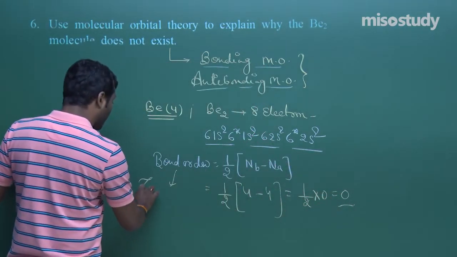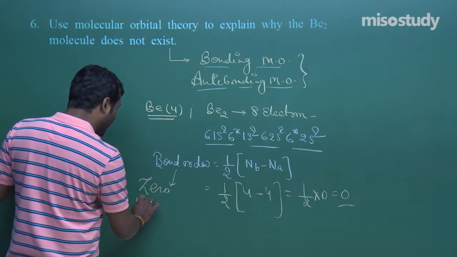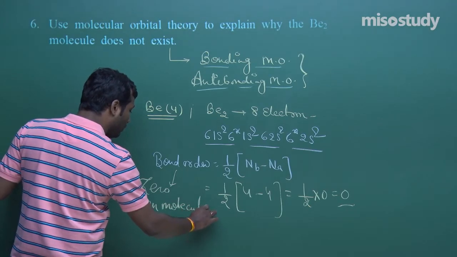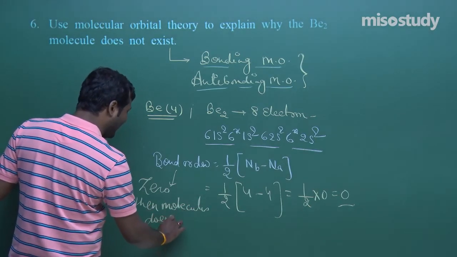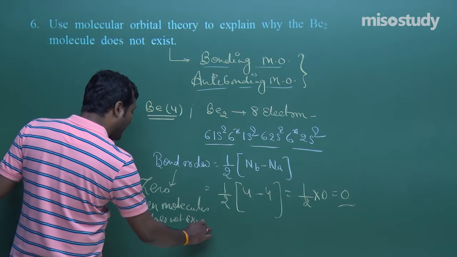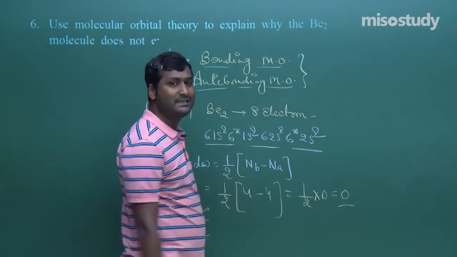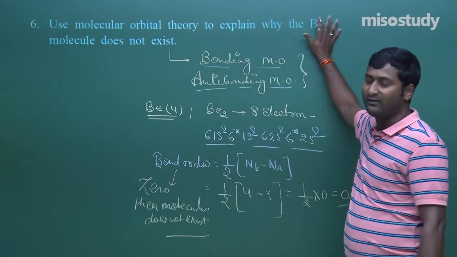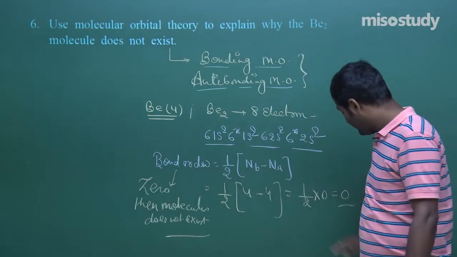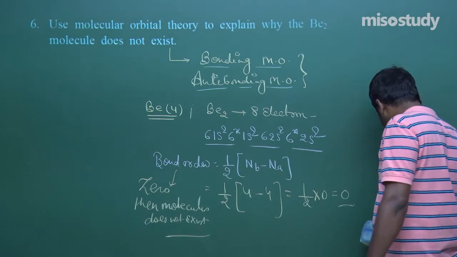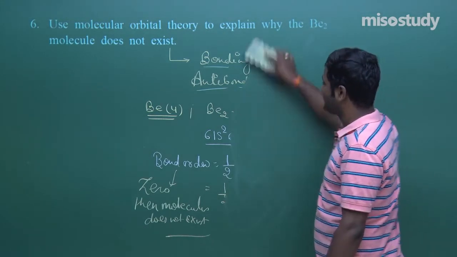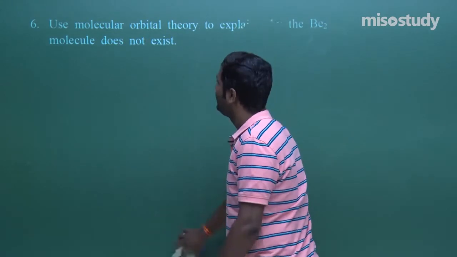If bond order is 0, then we know the molecule does not exist. So by MOT we can easily explain that Be2 does not exist, my friend. Clear to you? I think it will help you a lot during your exam preparation. Clear, my friend?